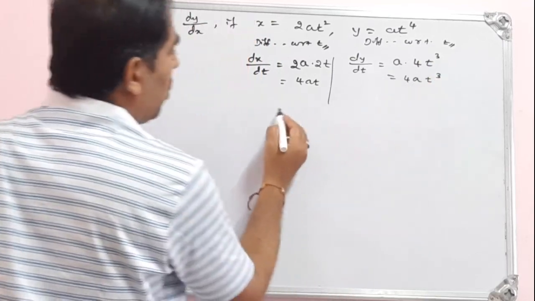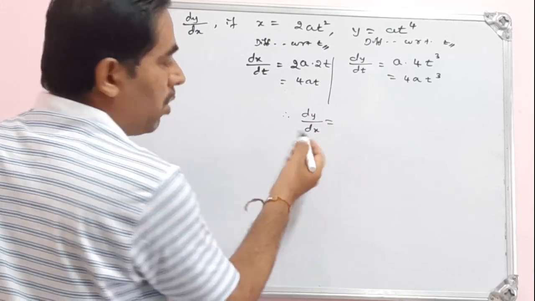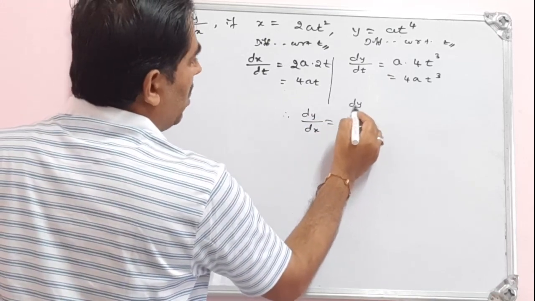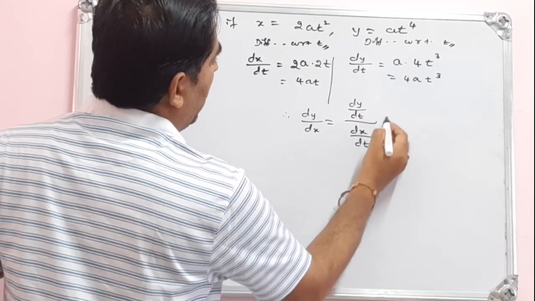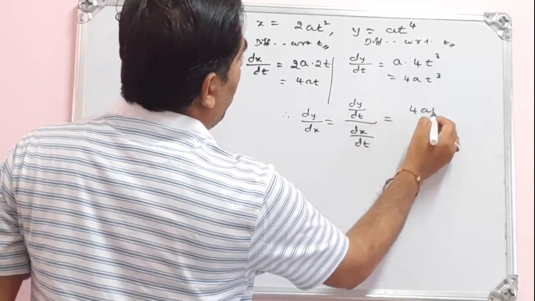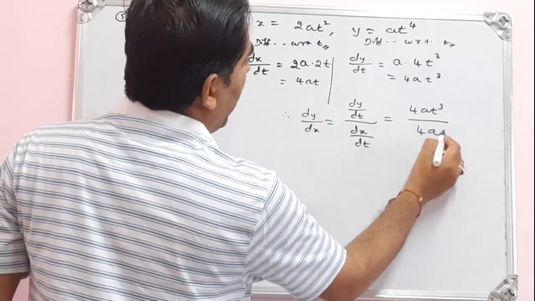4at cube. So we want dy by dx. So how do you write the derivative? That is dy by dt divided by dx by dt. So dy by dt is what we have obtained, 4at cube, divided by dx by dt, which is 4at.